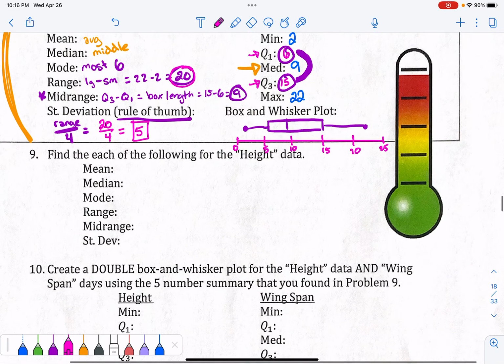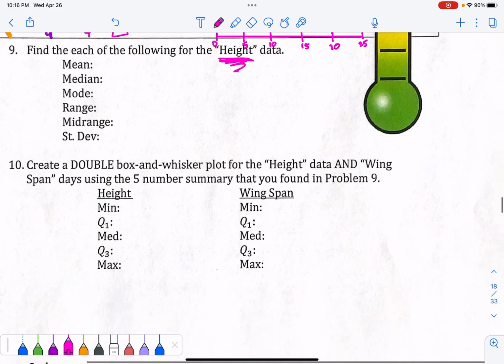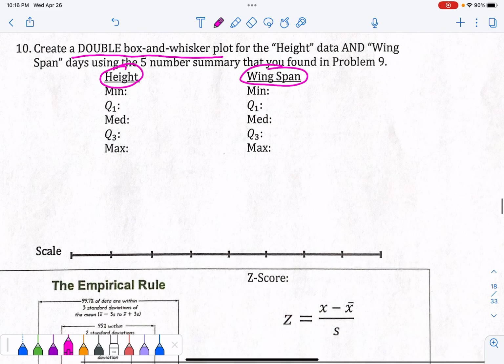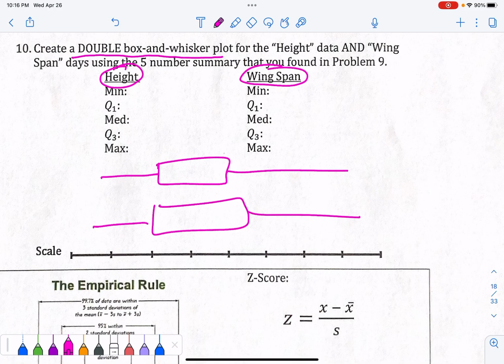All right, you're going to be doing those same things with the height data. And then you're going to be doing a double box and whisker plot with height and wingspan. We're going to look at the box and whisker plot for height versus wingspan, and how you're going to do that is you're going to have one box and whisker plot here and one box and whisker plot here. So you're going to do one on top of each other. Height would be the first one and wingspan would be the second one. That's how I want you to set that up.